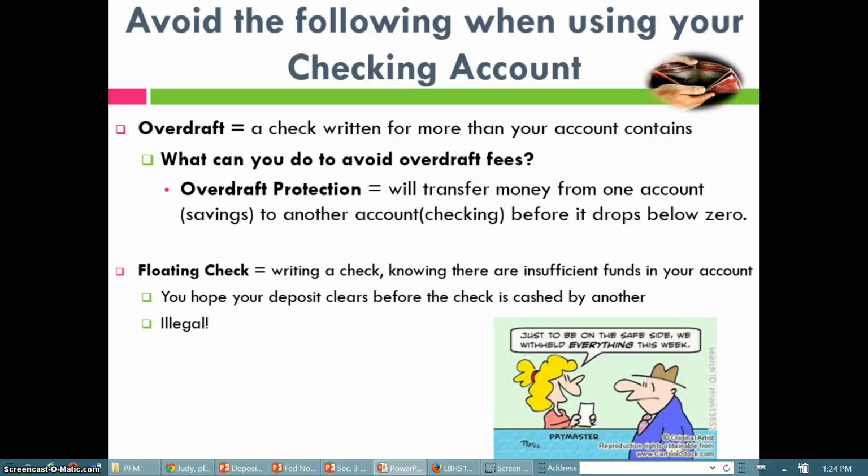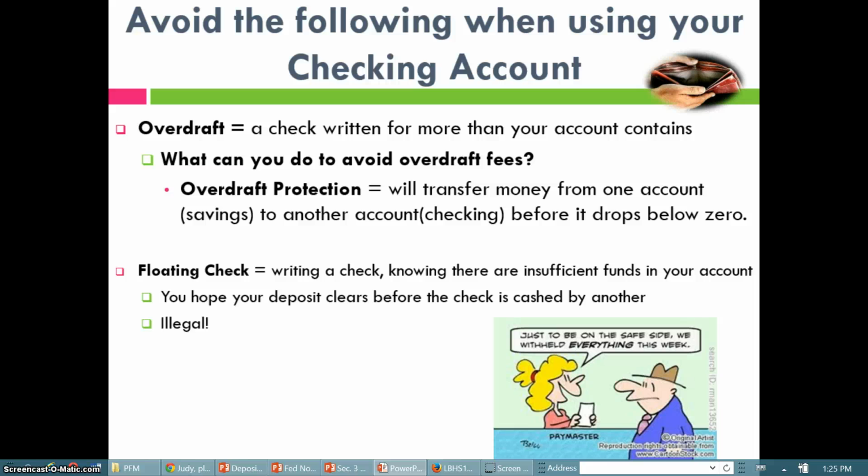So avoid the following when you're using a checking account. You want to avoid overdrafts, and once again, that's a check written for more than the account contains. What can you do to avoid overdraft fees? Get overdraft protection, which will transfer money from one account, your savings, to another account, checking, before it drops below zero. But they will typically charge you for that protection every time you need to go into your savings account to cover the overdraft.